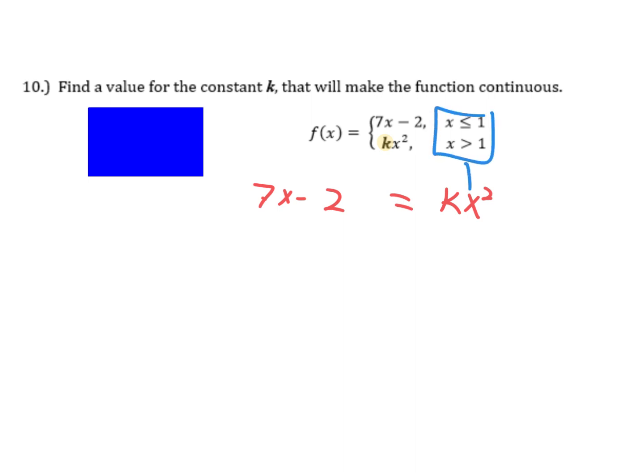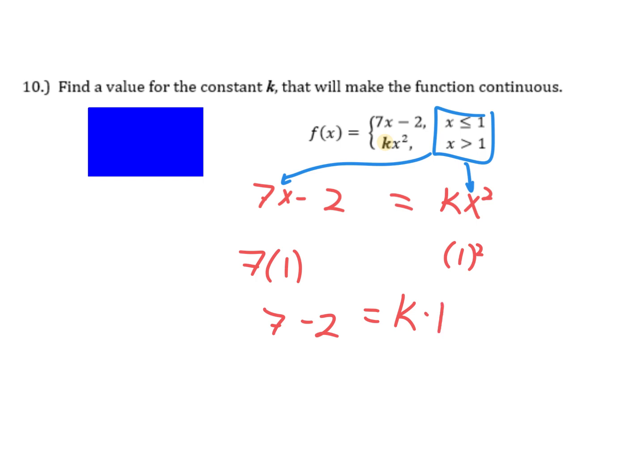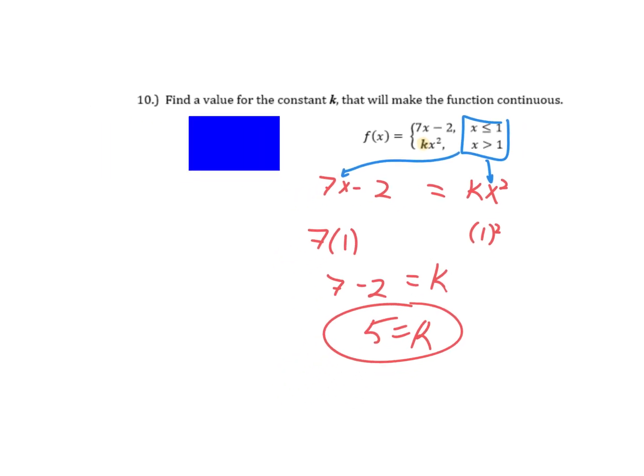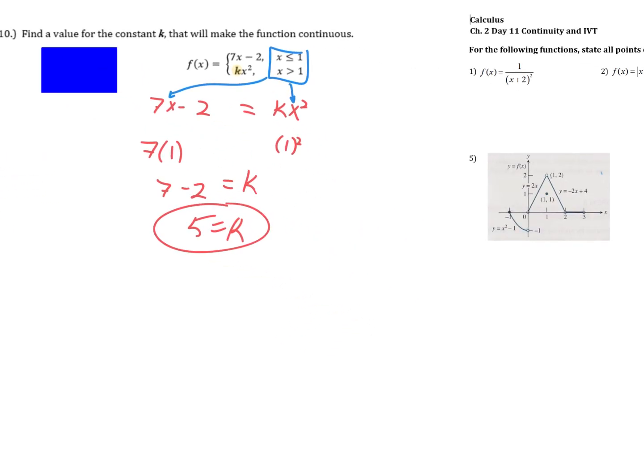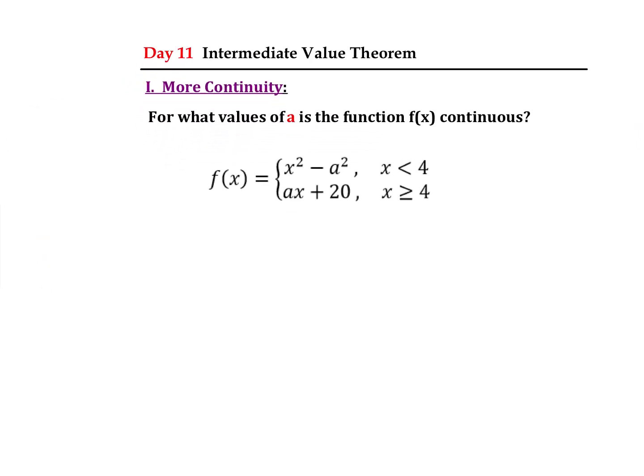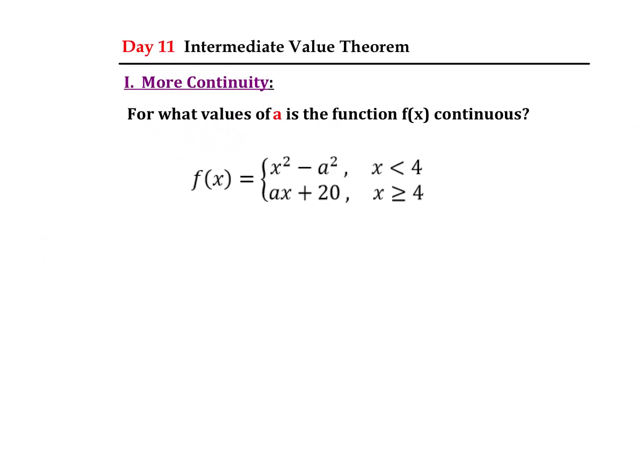We're given an x value of 1, so let's just throw 1 in for x and see what happens. 7 times 1 is just 7, so we have 7 minus 2 equals k times 1 squared. Well, that's just 1, so k times 1. Well, that's just k. So we simplify this out: 5 equals k. Hooray, we're done. If I plugged in k with a value of 5, I would get a situation in which this piecewise function, the two different function components, would match. Right on. Let's do one more of these, and then we'll call it a day for those and move into IVT.